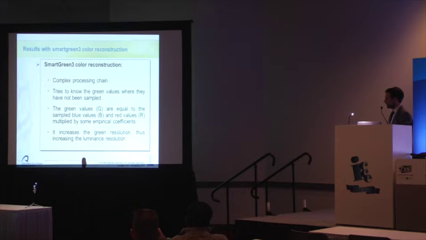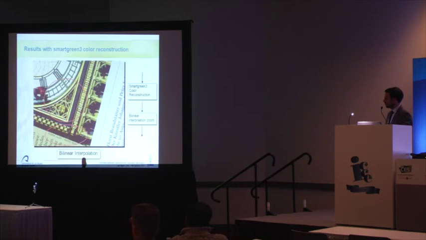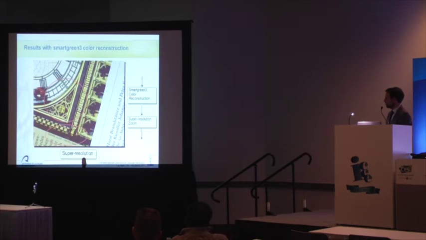Okay, so this is the same process with the smart green 3. The difference is that in this case we are managing the green value information. We are trying to get the green values with the blue and red ones, multiplying by some empirical components, and this will increase the green resolution as a whole, and in turn it will increase the luminance resolution and the image resolution. Okay, this is the smart green 3 plus bilinear interpolation and super resolution.